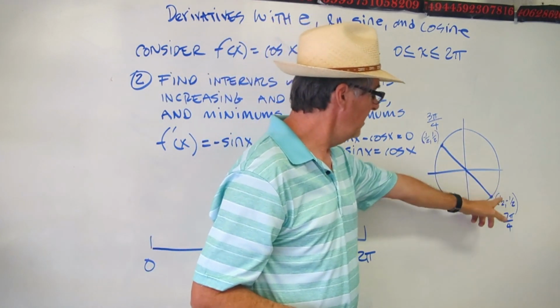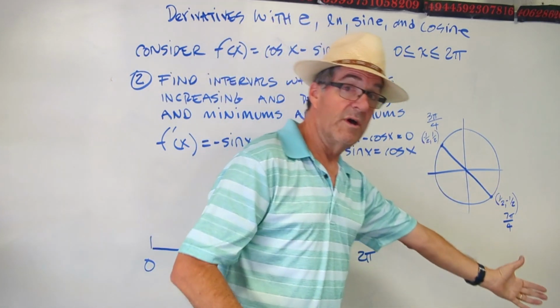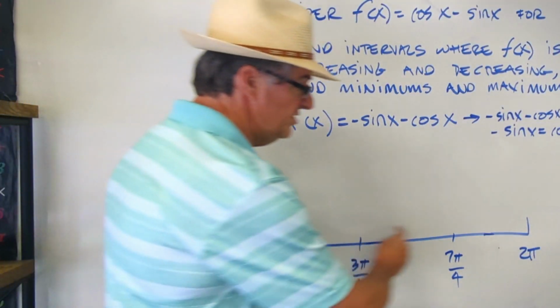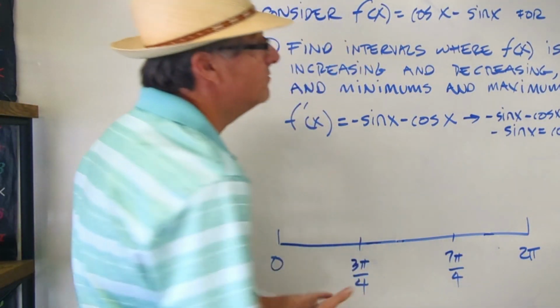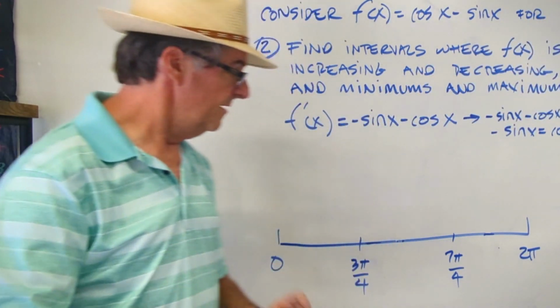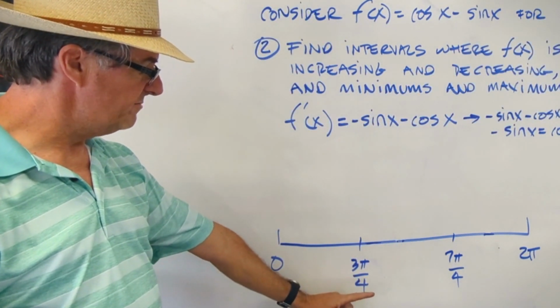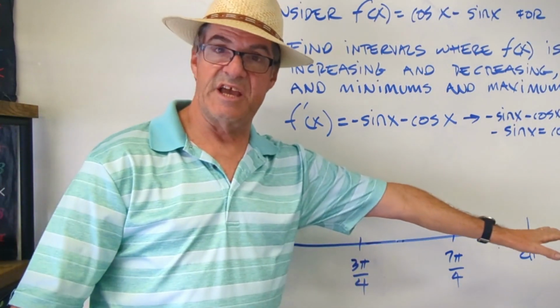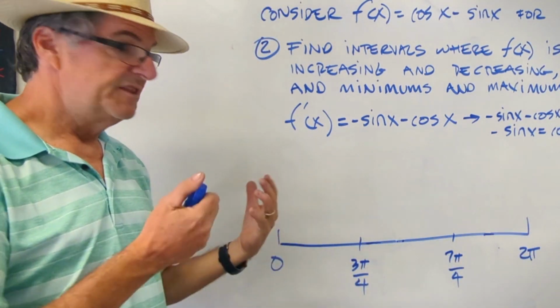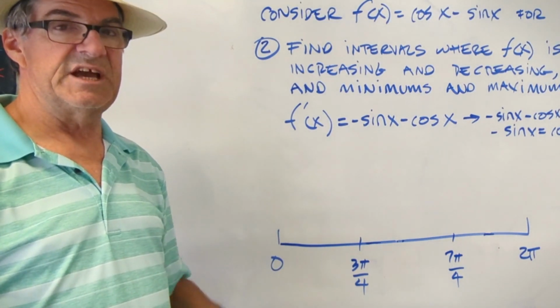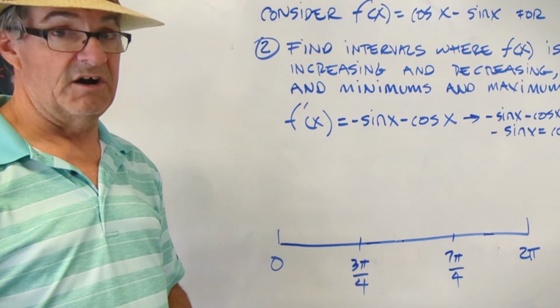So what I did is I came back to this mark here. This is our continuum from 0 to 2 pi. Remember, that's the range we need to make our sketch for. I marked my important points, 3 pi over 4 and 7 pi over 4. This is not to scale, but it gives us the ability to figure out where the function is increasing, decreasing, and where the mins and maxes are.